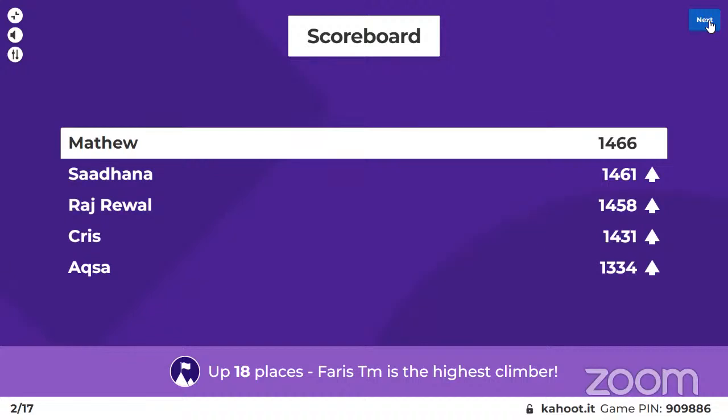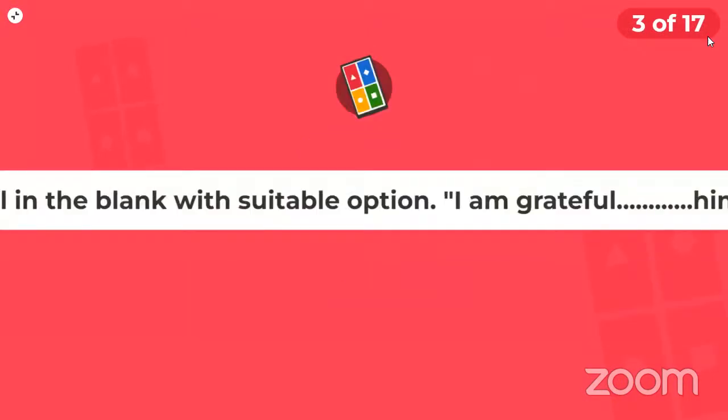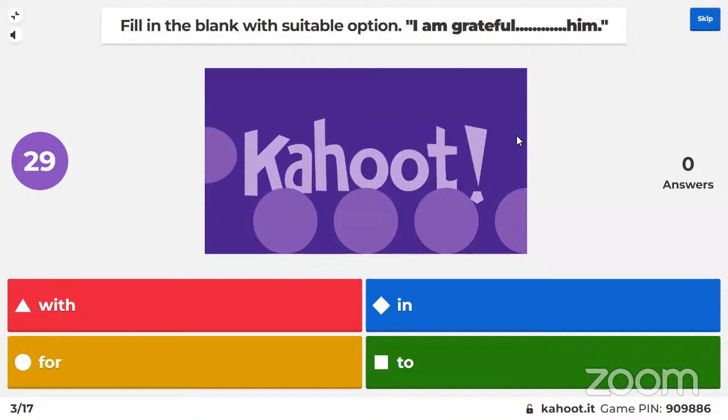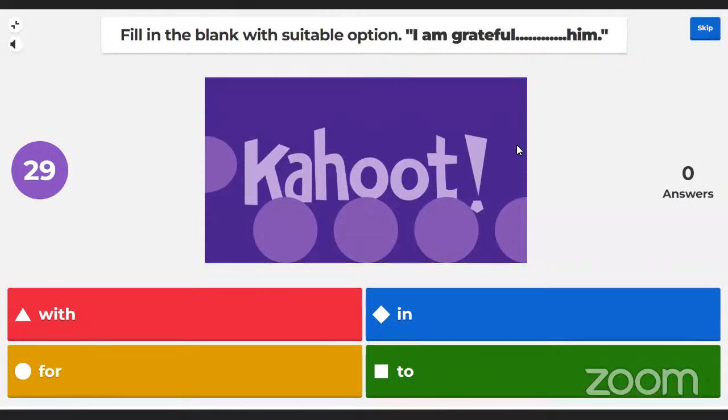Finally, an architect has climbed up the place to reach the top 5 in the second round. And Raj Rawal is at the third position with 1,458 points. Chris and Aqsa are there also on the podiums. Faris TM is the highest climber. Faris has climbed up 18 places. That's good going. Great going, everyone. Let's take a look at the third question. What exactly is the surprise that the quizmaster has on the third question? Here it is on your screens.